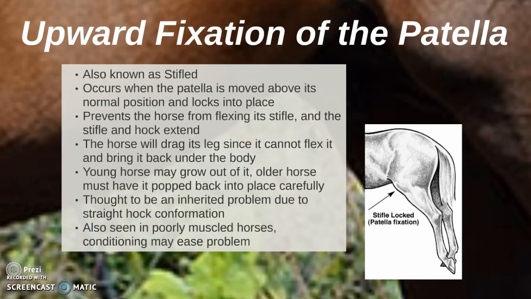Young horses may grow out of it. Older horses must have it popped back into place carefully. This is thought to be an inherited problem due to straight hock conformation. It's also seen in poorly muscled horses, so conditioning may ease the problem.